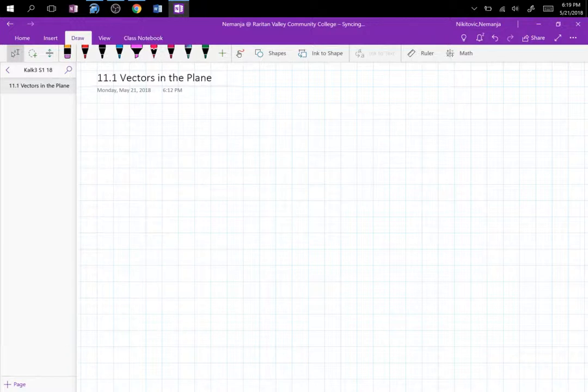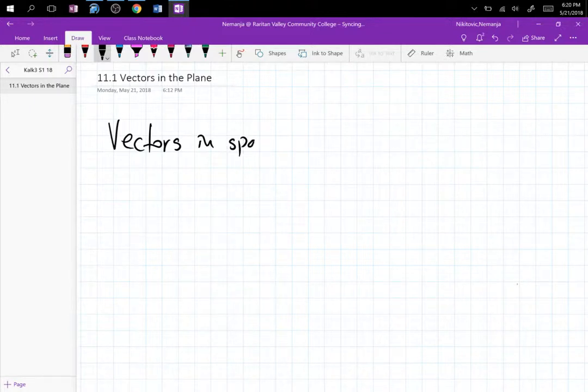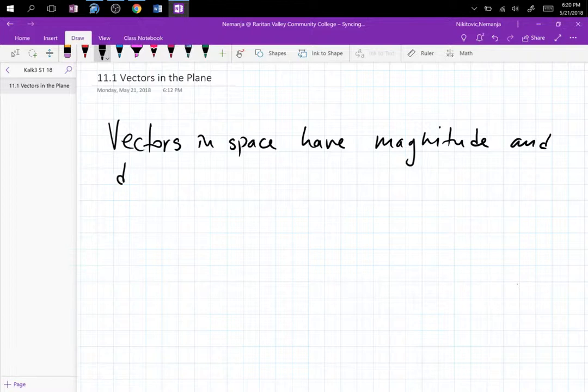So vectors are pretty much the same idea. It's a mathematical construct that we use extensively in physics and engineering, but it actually doesn't exist. We use it to explain other concepts, to understand other concepts, and to calculate, right? So vector is going to be this mathematical construct which has magnitude and direction. So vectors in space have magnitude and direction.